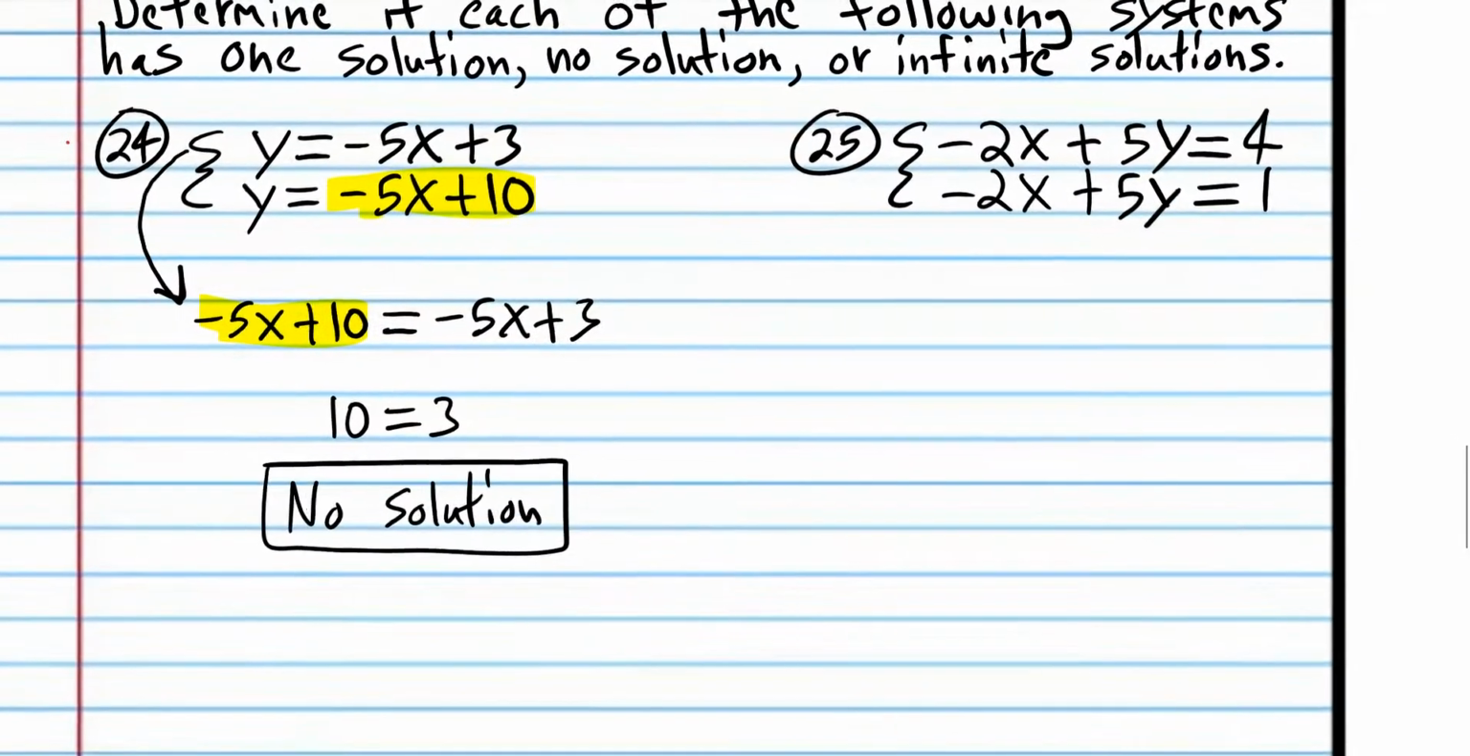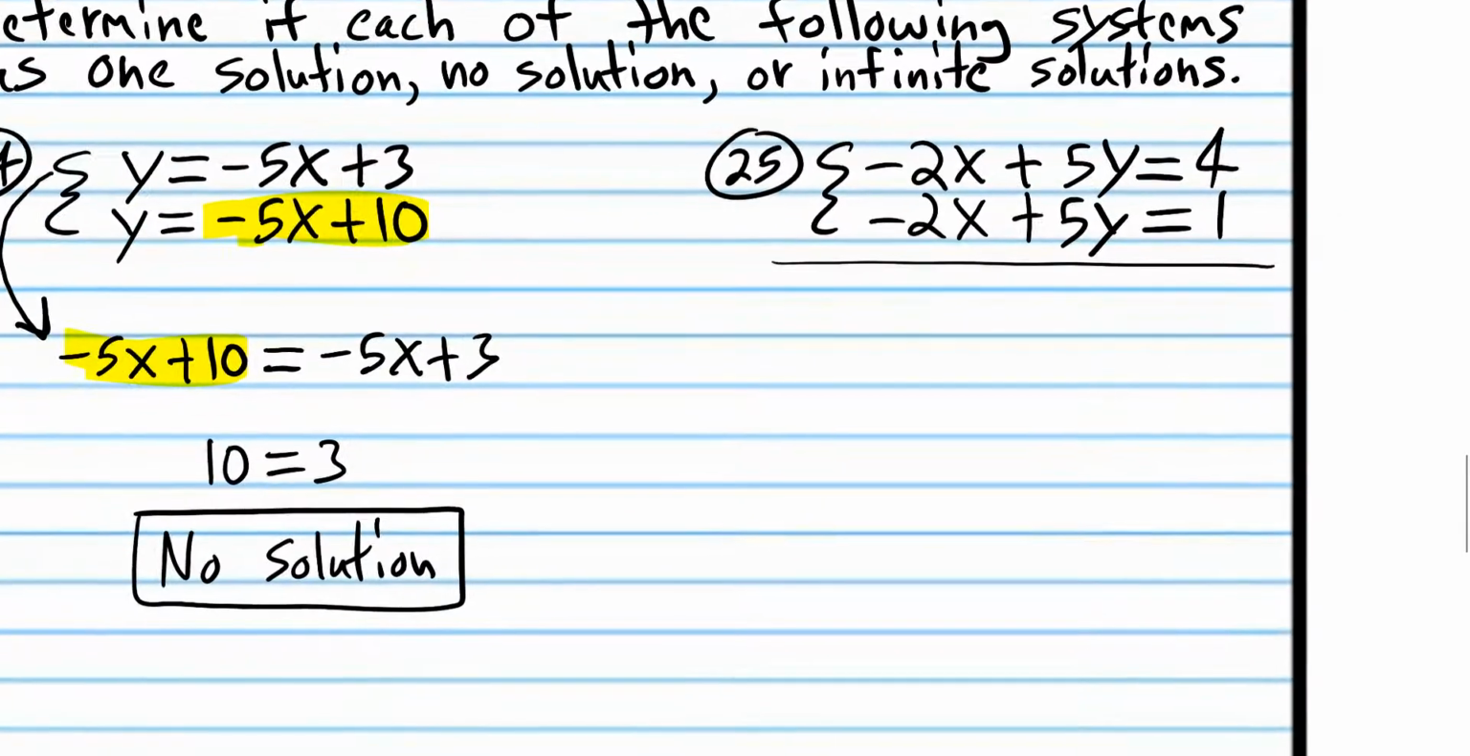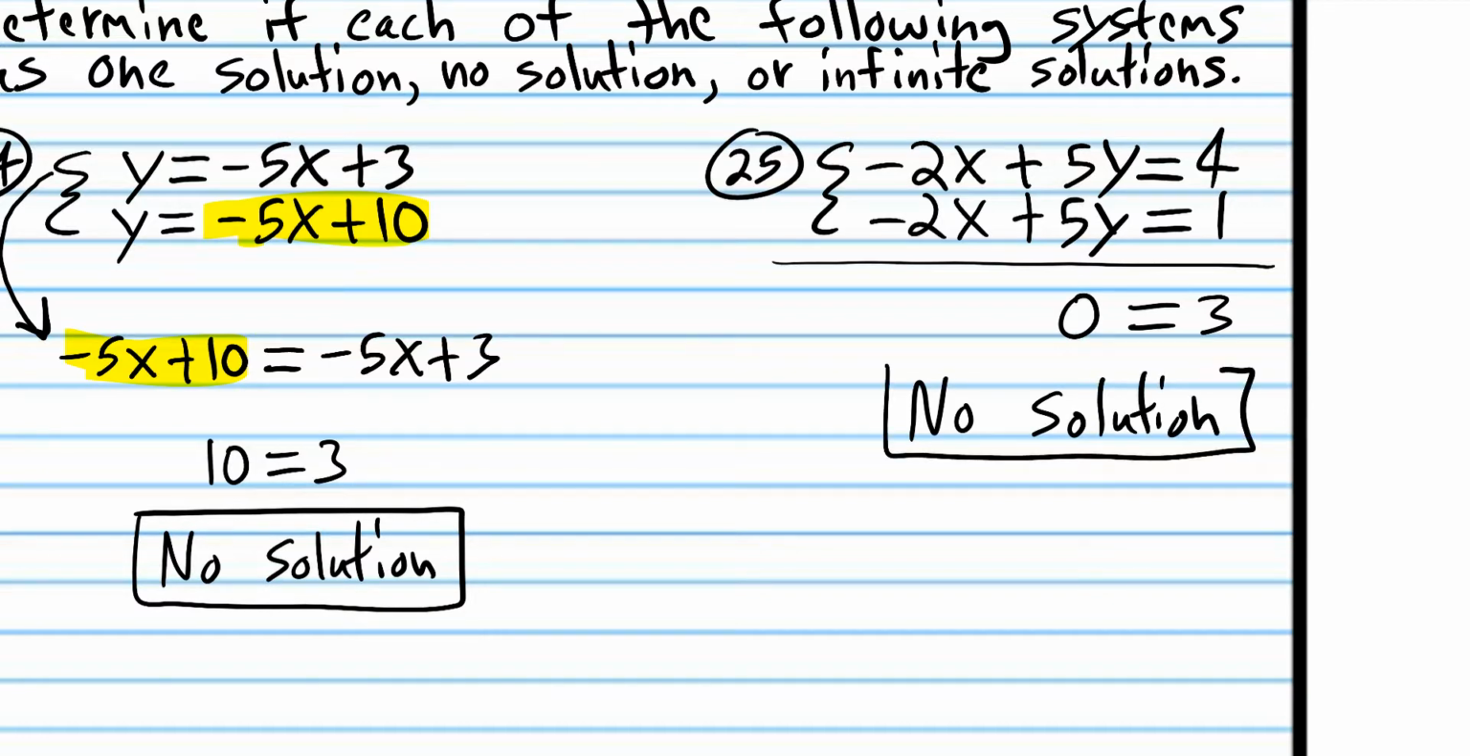So let's try another one of these. Here we have a system where elimination would be the best method to use. So we're going to go ahead and subtract those. We're going to subtract the bottom equation from the top equation. And we get here, these cancel out, but they cancel out here also. So we end up with 0. And 4 minus 1 is 3, so we get 0 equals 3. So we can see that there's no solution. Another problem where we have no solution.